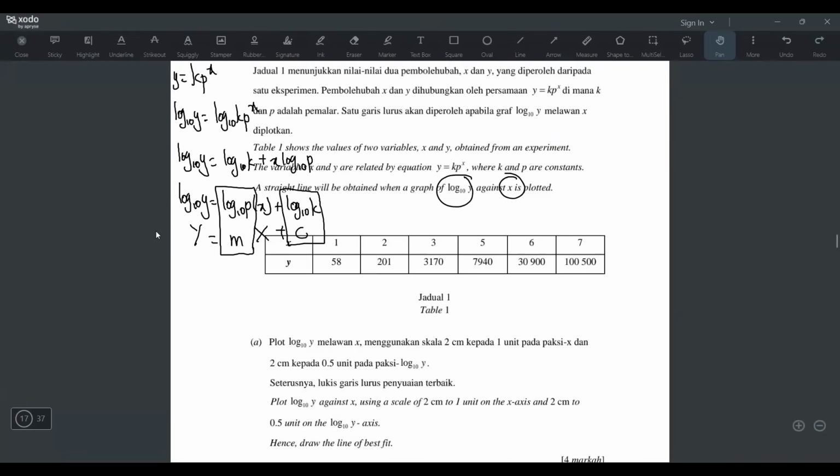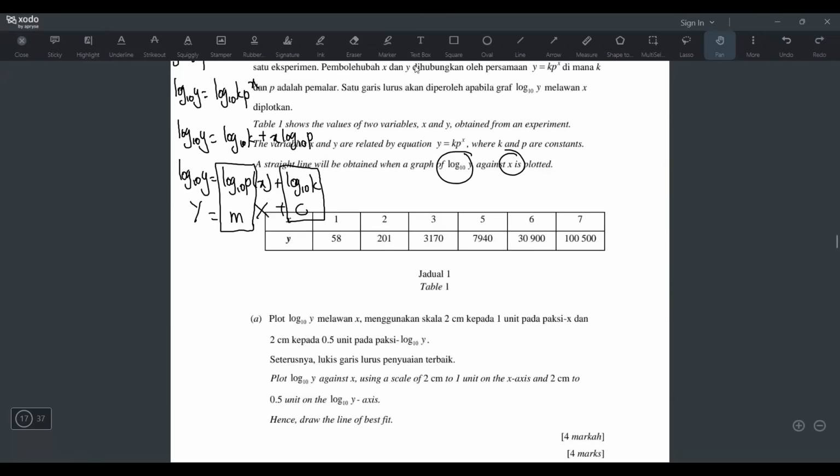Now we draw the new table. Yeah, now we draw the new table. And the table will also have 1, 2, 3, 4, 5, 6 points, right? So yeah, it will have 6 points also.